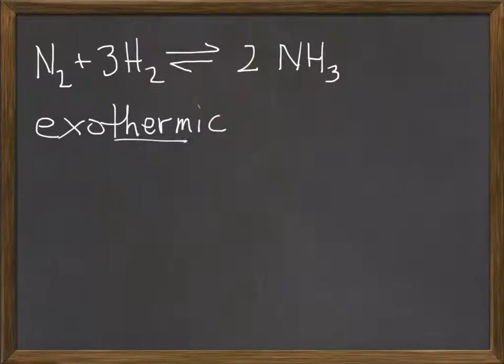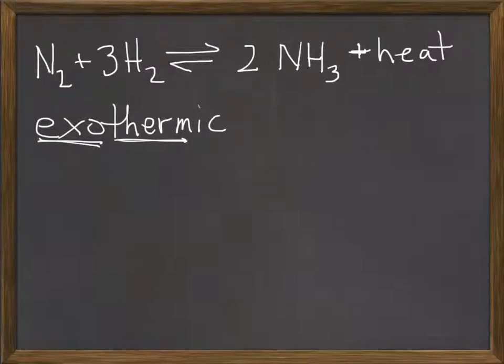Okay? Therm, like thermometer, meaning heat, and exo, like exit. So I think of this as heat is exiting the system, or in other words, heat is being generated by this reaction. It's getting hot. So in this case, I'm actually going to write in heat as a product. We're producing heat along with our ammonia every time this reaction takes place.